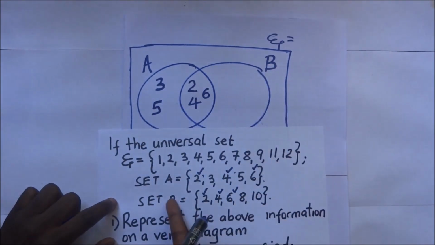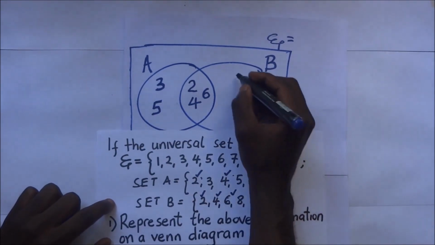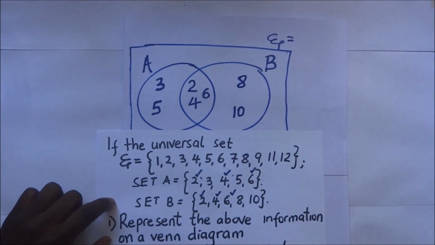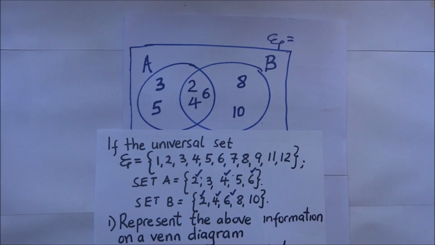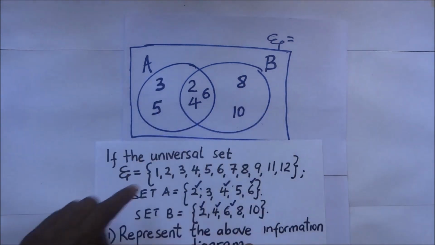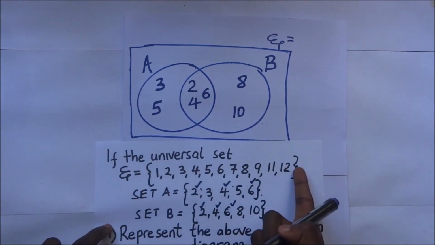Likewise in B, those that are not shared are 8 and 10. So we have 8 and 10. And there we have represented that information in a Venn diagram. But now, we do not know if all members have been represented, so we check with our universal set.